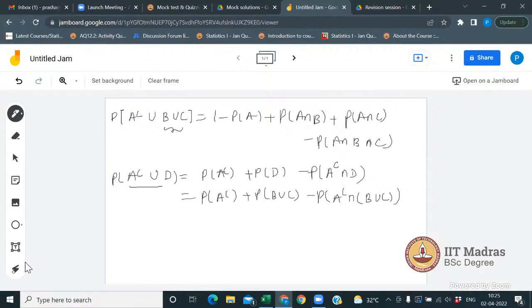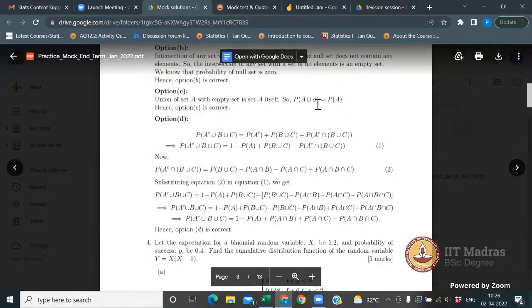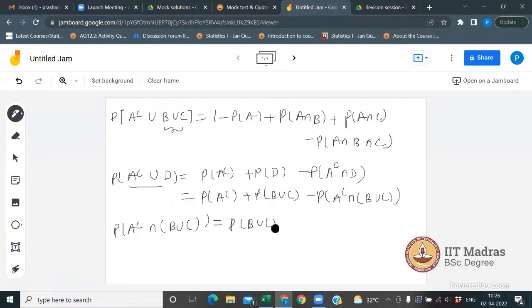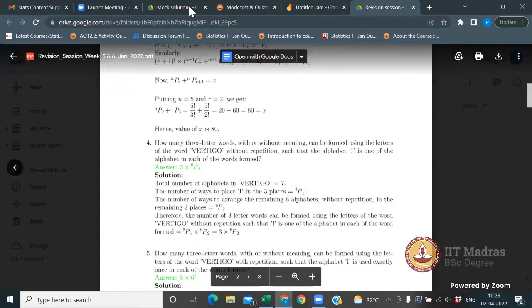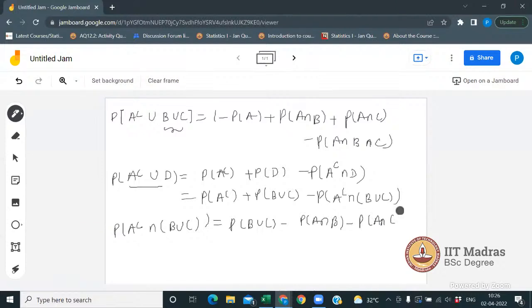In the question, probability of A complement intersection B union C is written as probability of B union C minus probability of A intersection B. This is something you can understand by the Venn diagram in an easy way.